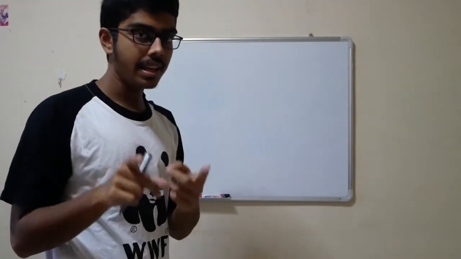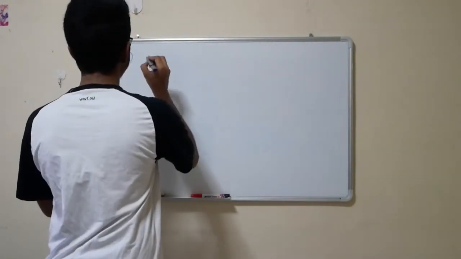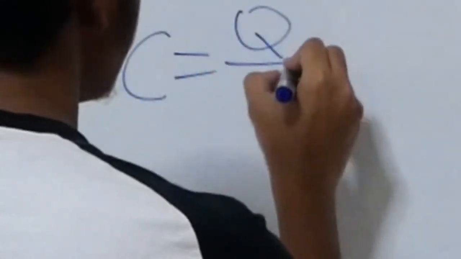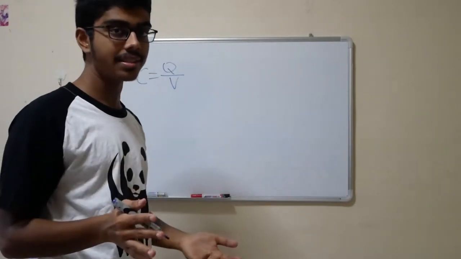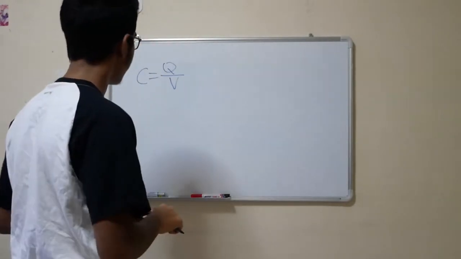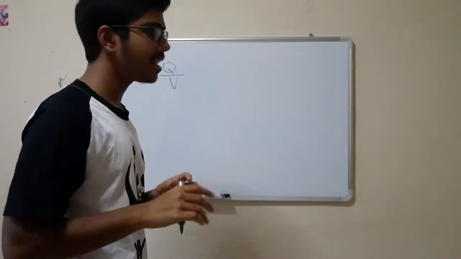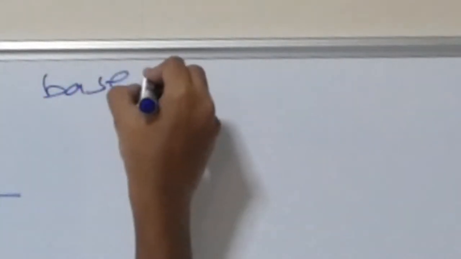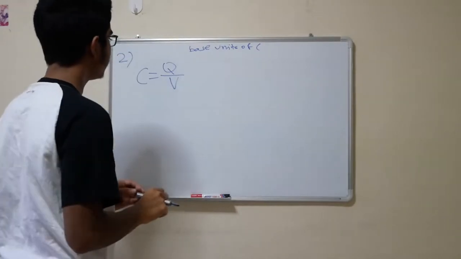Next, under the same concept, MCQs love to ask this kind of question. They give you certain equations like C is equal to Q over V. This equation is the equation for capacitance and it's not in the syllabus. But that doesn't mean you should panic because you know what Q is and you know what V is. And then the question asks you, express C in terms of their base units. It asks to find the base units of C. How do you do that?